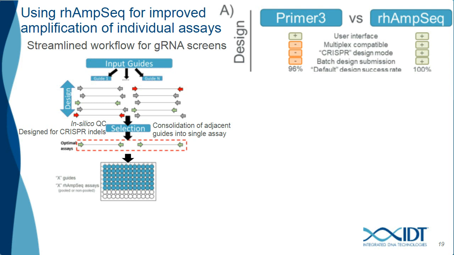To compare our workflow's features against other publicly available tools, we did an internal study designing and preparing NGS libraries with other widely available technologies, such as Primer 3 and an alternative master mix. We can see that we achieve a higher design success rate than Primer 3 in this internally generated example, where we designed assays for 96 different guide RNAs. We also have the ability to multiplex and batch design these assays.